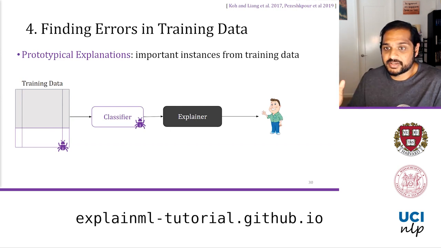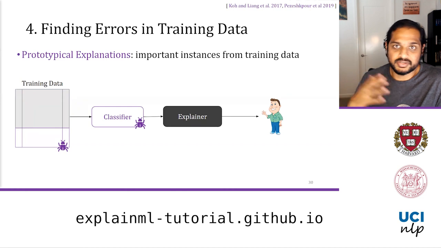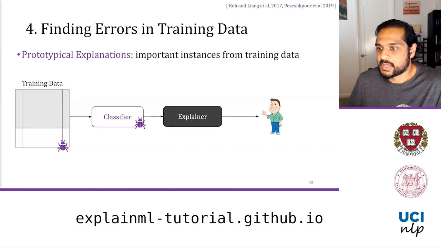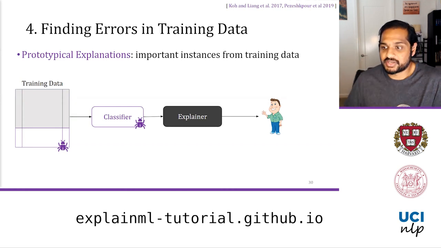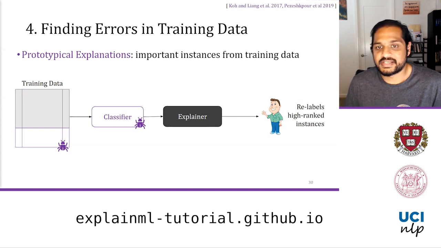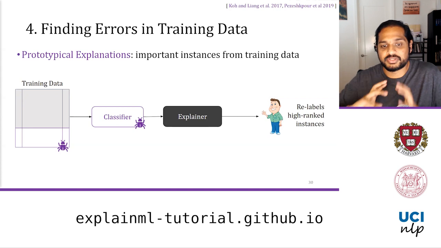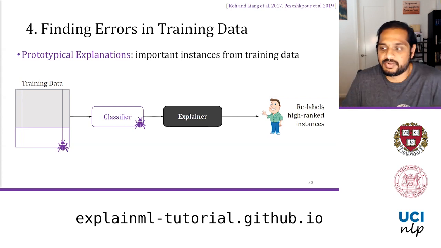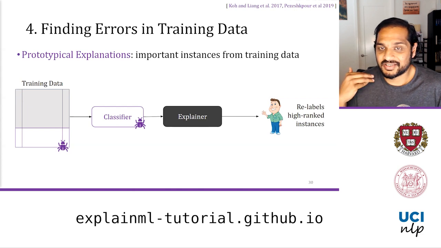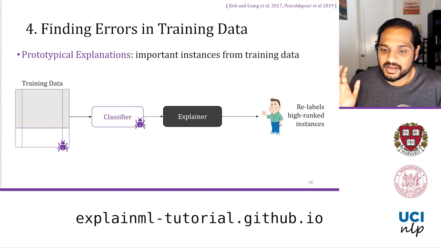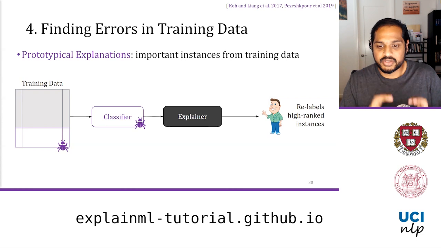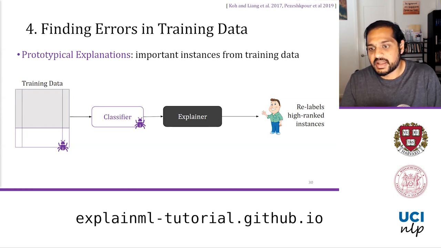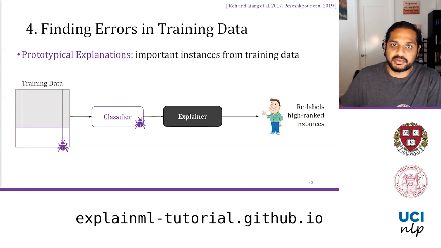And remember, the explainer here is one that finds important points from the training data. So you show the users the most important points and essentially ask them to relabel them. You say, okay, here were the most influential points. Relabel them. The hope is that if the explainer is accurate, the noisy instances will have a big impact on the classifier, and therefore they should show up higher in this ranking.